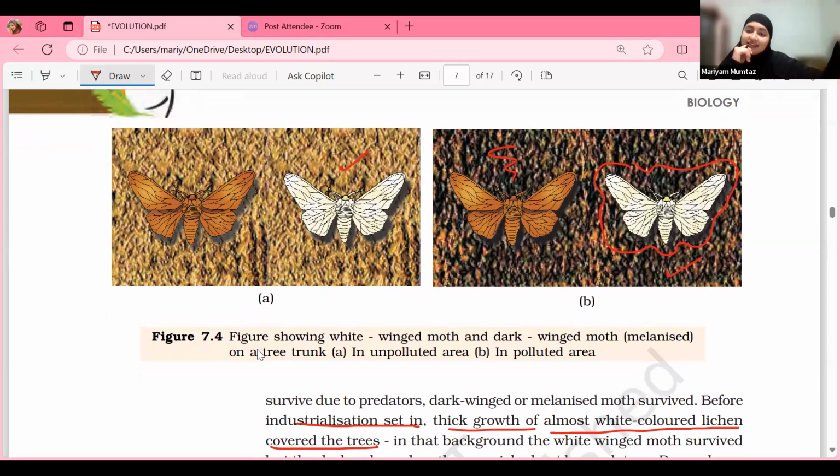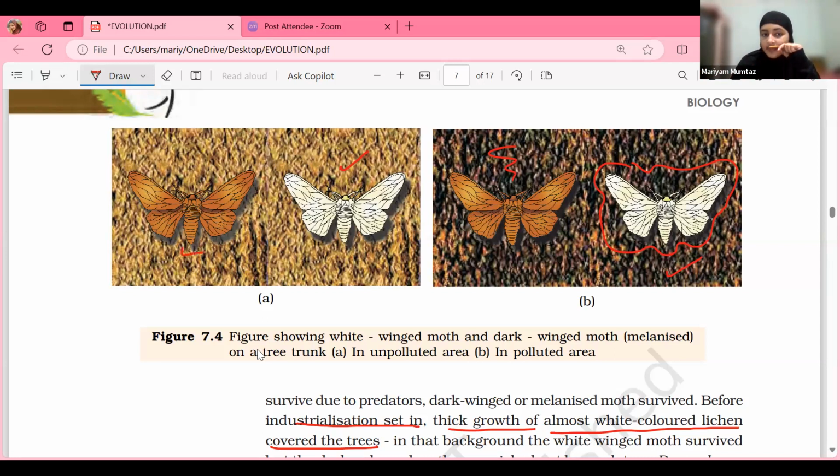Okay, so before industrialization, since there was less pollution, the trees were covered with white lichen. That signified two things. First of all, that industrialization had not taken place. And secondly, no pollution was there. So because of that reason, white colored lichens were present all over the tree.